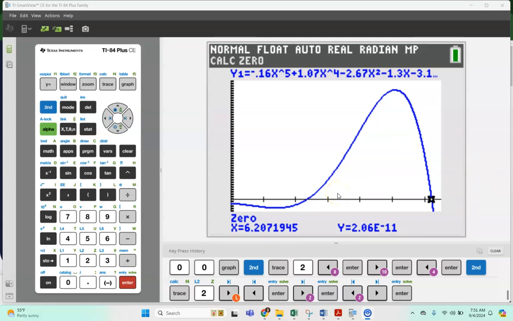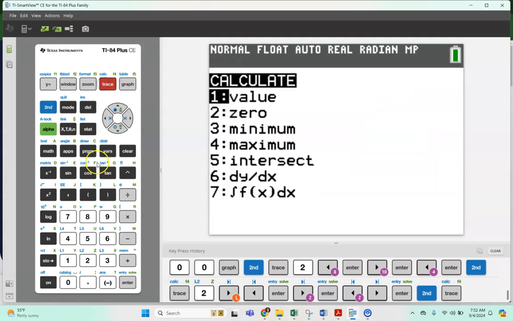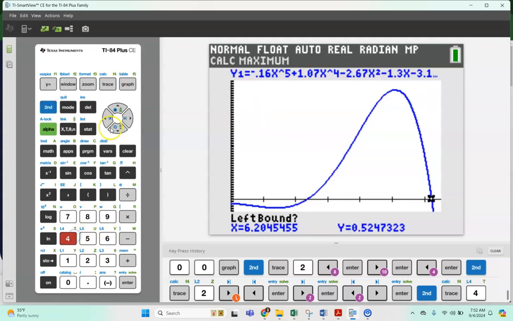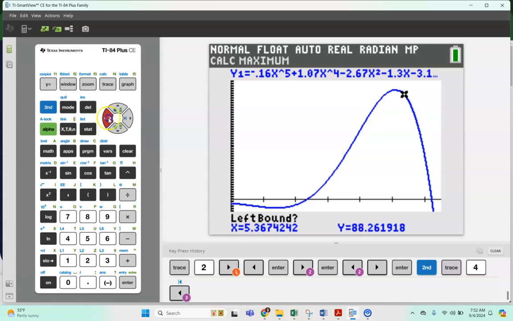Be careful here, folks. Visually, that looks like a local maximum, right? So let's just find that, and we'll talk about it. Maximum, number 4. So maximum is the highest point around it, or top of the hill. So left bound. We should be experts at this point. There we go. Maximum at x equal to 5.079.